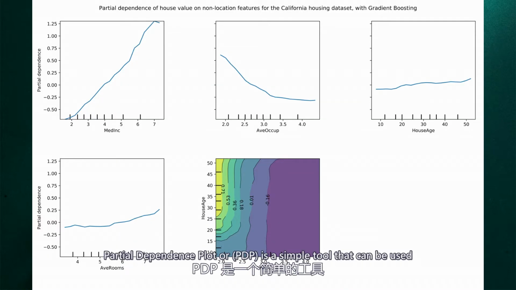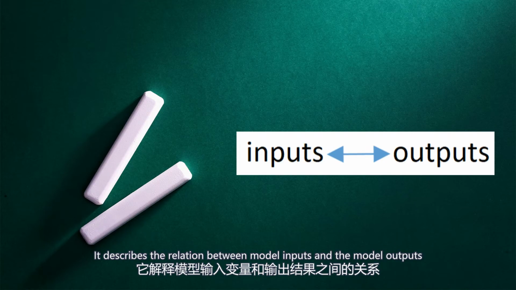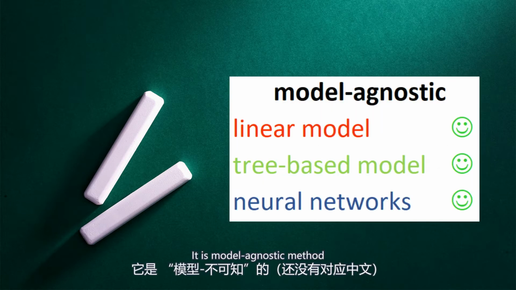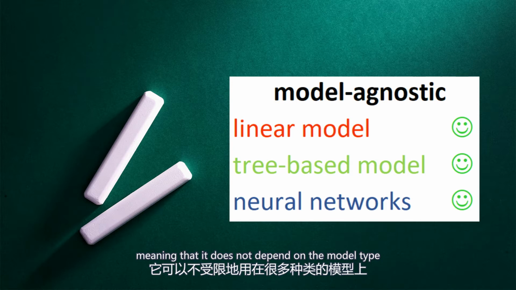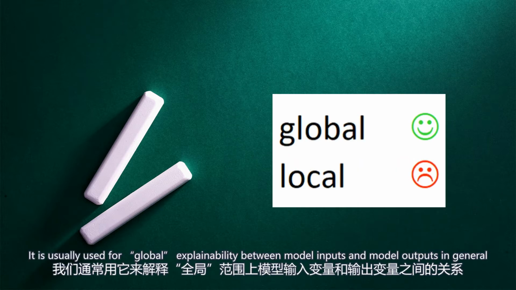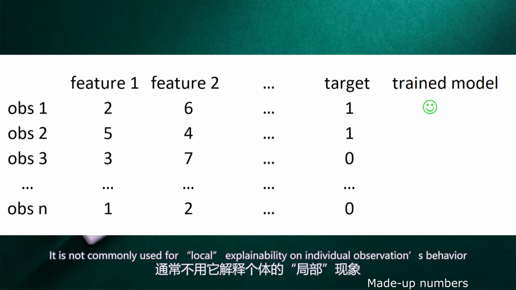Partial dependence plot, or PDP, is a simple tool that can be used to explain various types of machine learning models. It describes the relation between the model inputs and the model output. It is a model agnostic method, meaning that it does not depend on the model type. It is usually used for global explainability between model inputs and model output in general. It is not commonly used for local explainability on individual observations behavior.